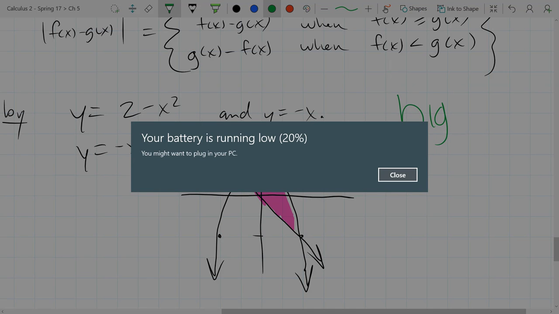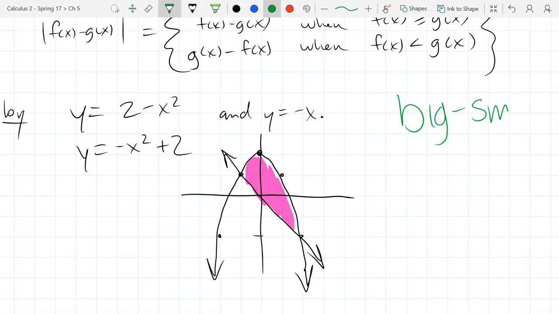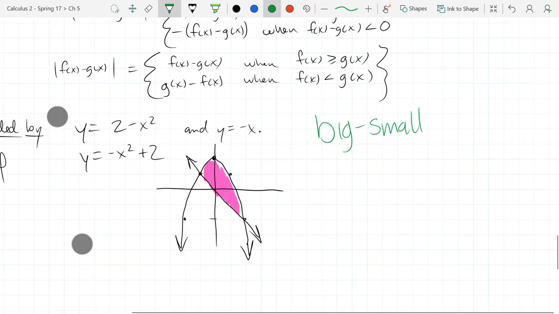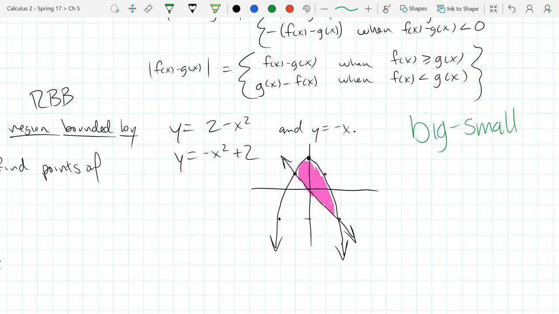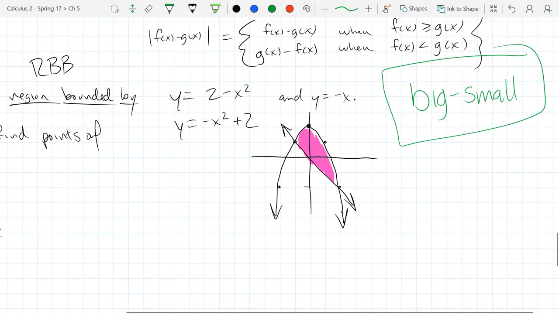We'll make it. All right, so we got big minus small. That's going to come up again and again and again. So I'll put it inside a box so you remember it. Big minus small. So which one's big? Is it the quadratic or the linear? Quadratic. So quadratic's the big, linear's the small.